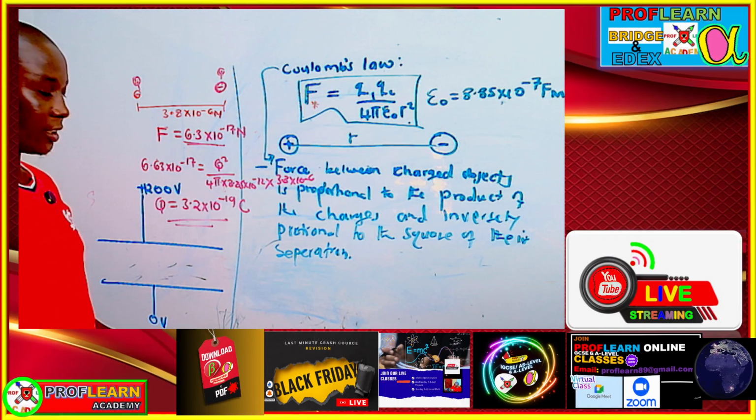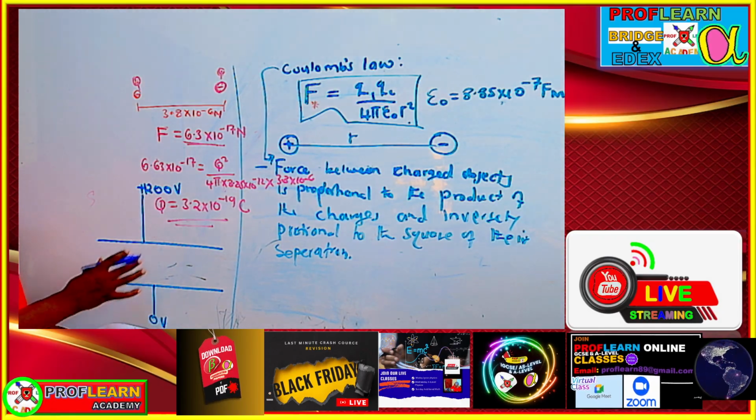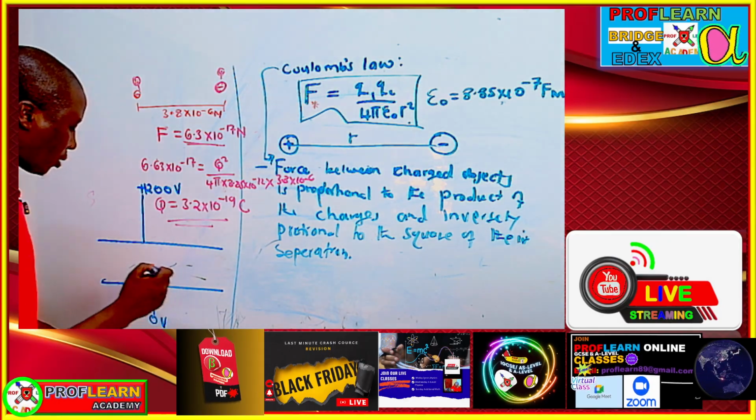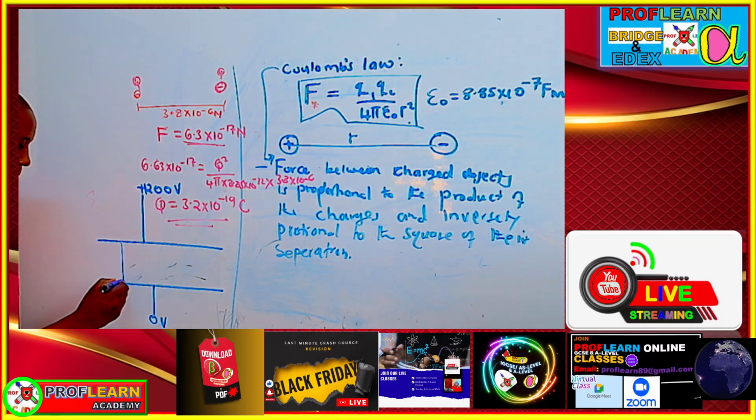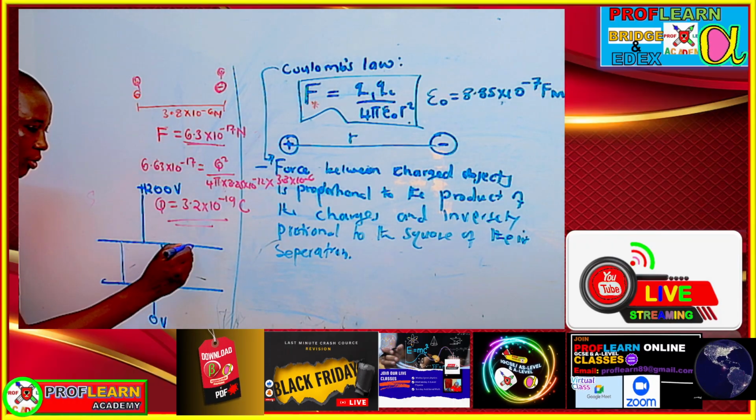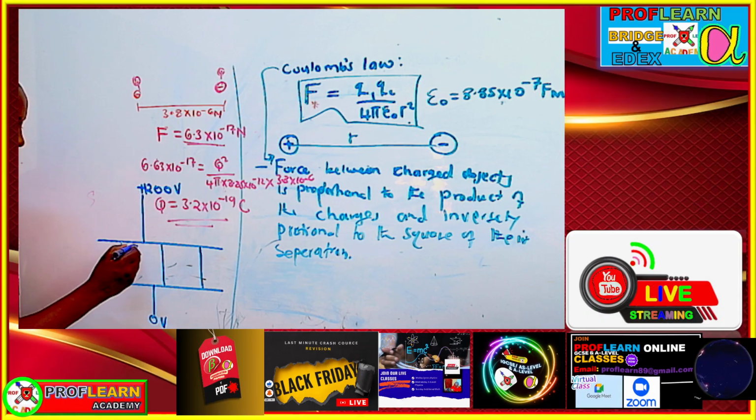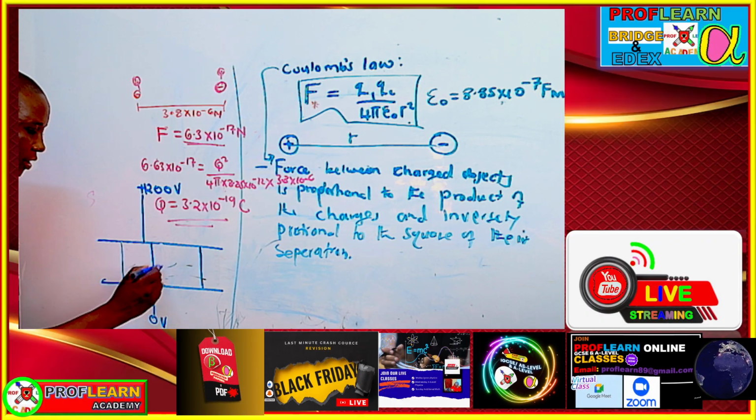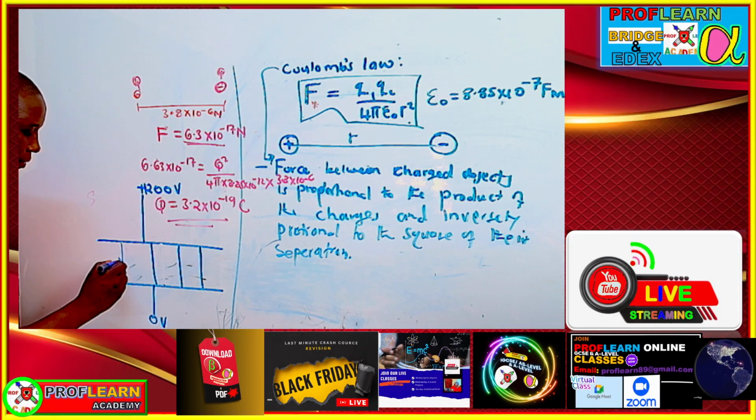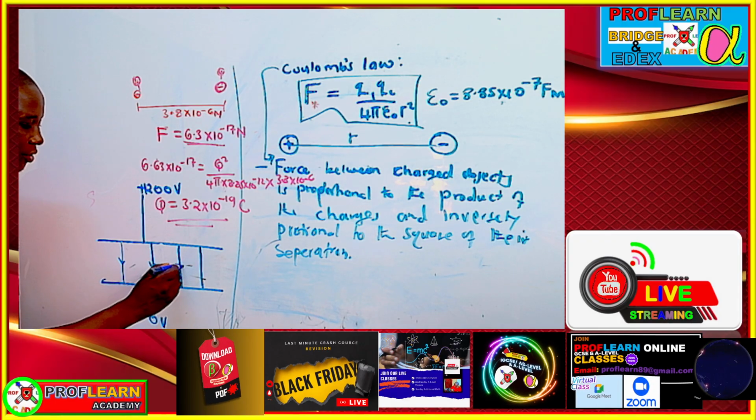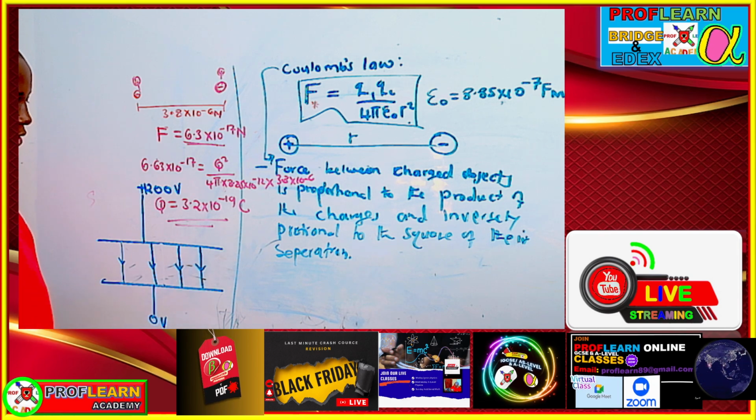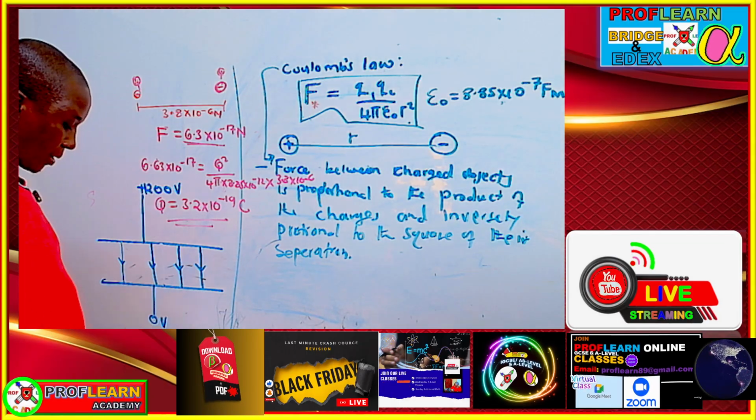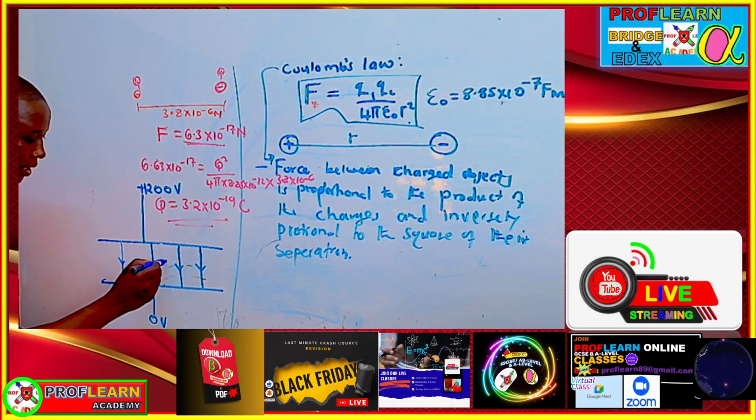So if it's at zero potential, it means there is a potential difference between the two plates. So what does that mean? We are going to have uniform electric fields between the two plates. One of the questions asked in this particular paper is for you to draw the pattern of the electric fields between the plates. So we shall be able to draw it like this. This is the pattern.